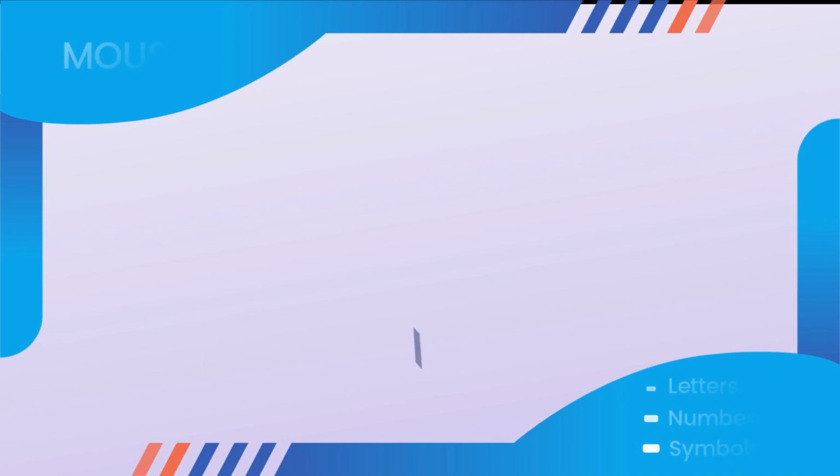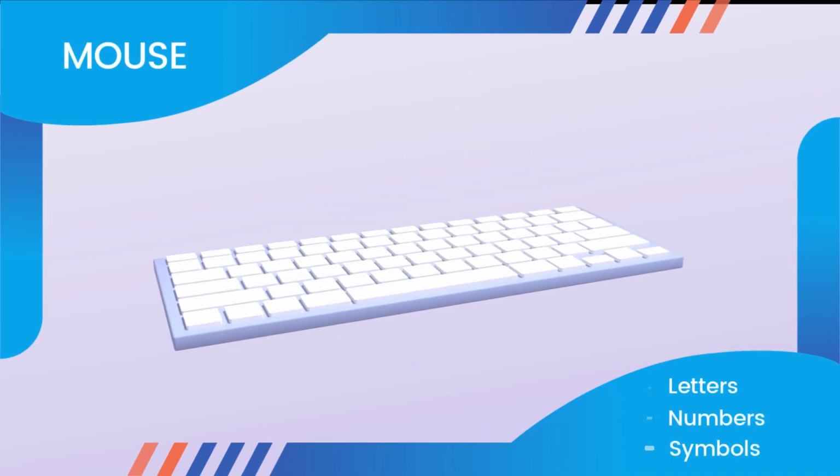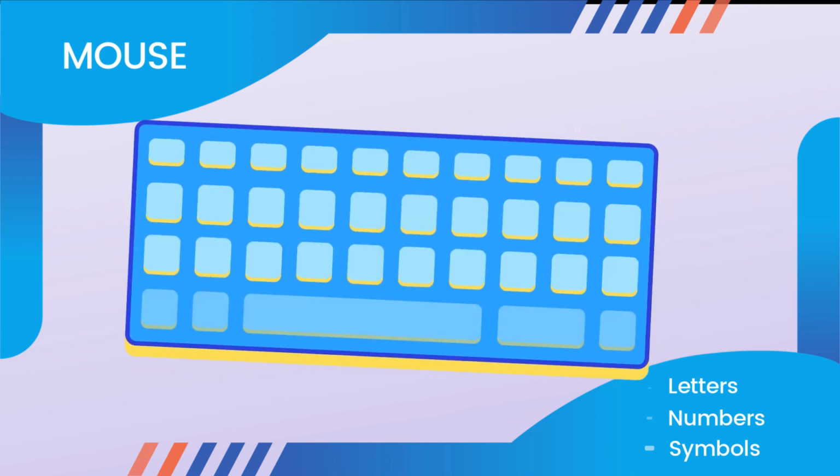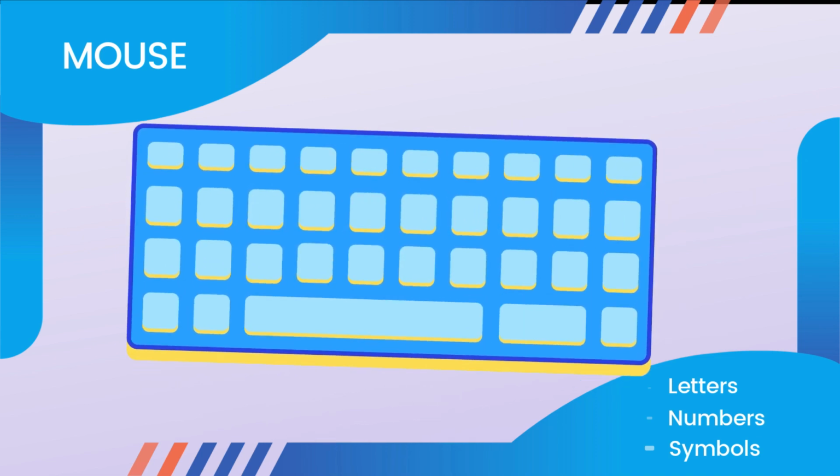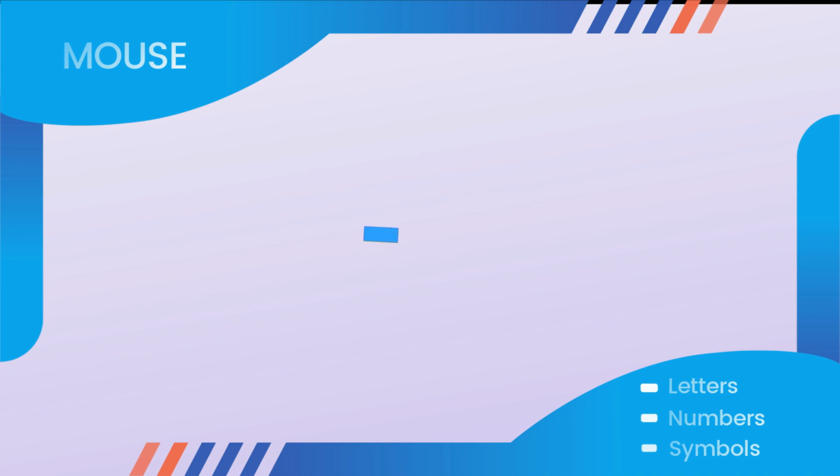Keyboard. The keyboard has different buttons on it like a typewriter. There are many keys to type letters, numbers, words, and symbols. We can give the input to the computer through the keyboard.